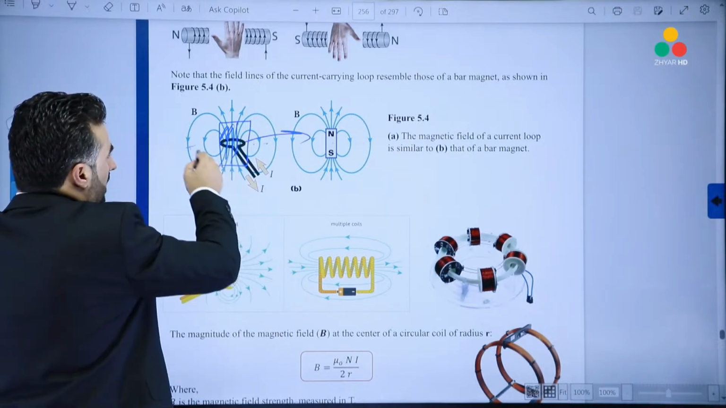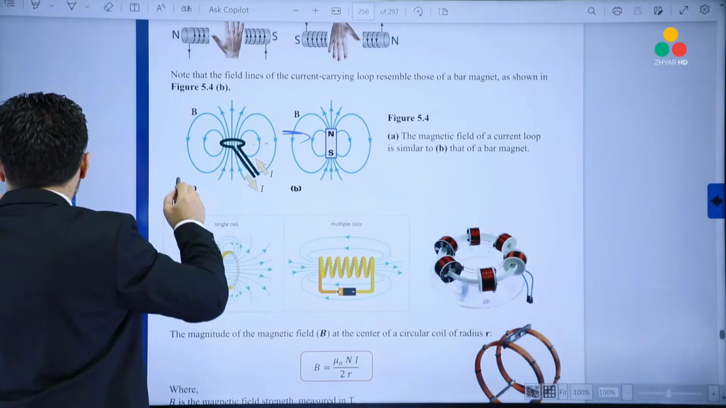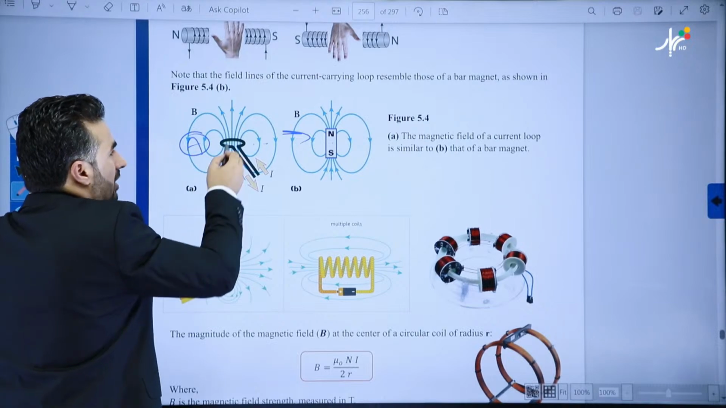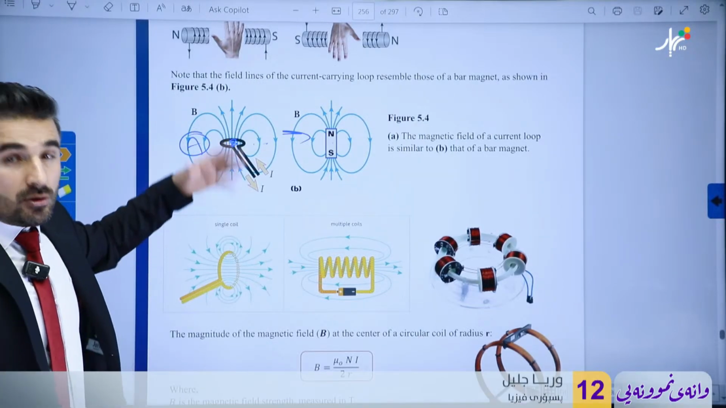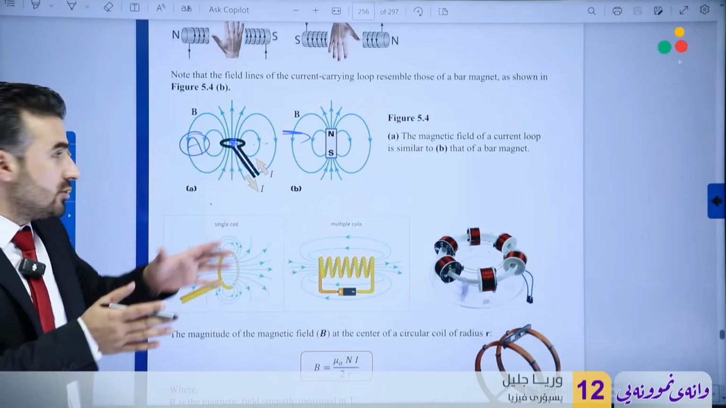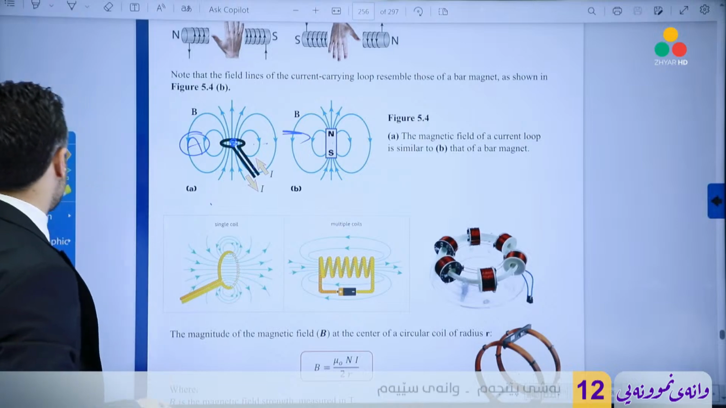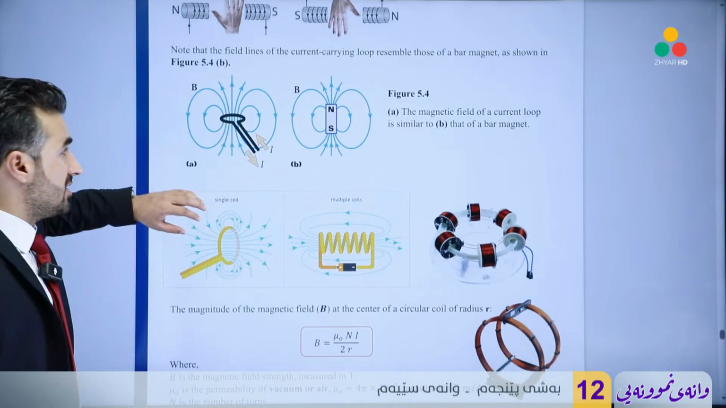So if I take two points, point A, which is outside the coil, and point B, which is inside the coil, of course point B would have a stronger magnetic field, because you can see inside, the magnetic field lines are closer, almost uniform. So of course, it's going to be stronger than this one here. By increasing the number of turns, this magnetic field strength is going to increase.